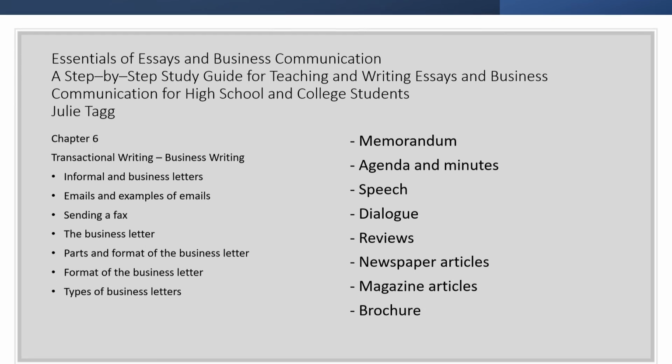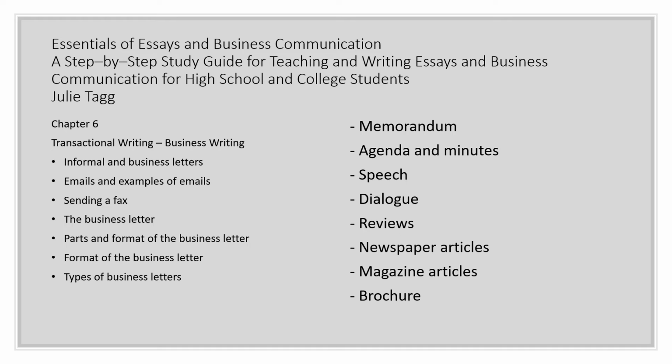Now, let's go on to chapter 6, and this is the one that most people would not have expected. Yeah, it's on transactional writing, business writing. This is designed not just for high school students, it is also designed for people who are working out there and need a reminder on how to write essays, how to write emails, how to send a fax, how to write a business letter, parts and format of a business letter, types of the business letters. Then we have the memorandum, and that is not a very popular one.